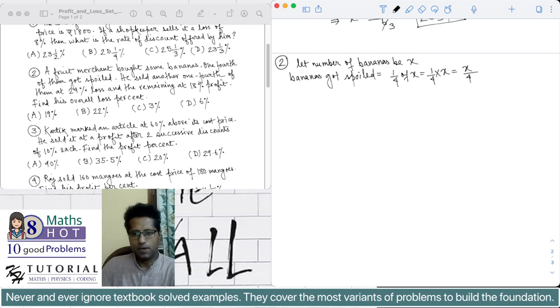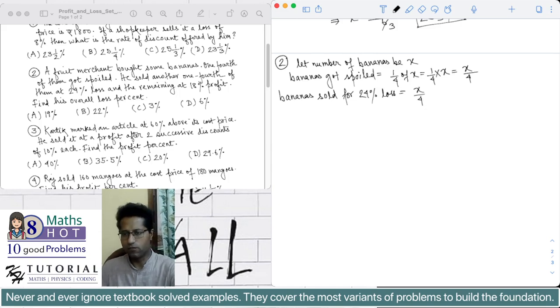So the number of bananas sold for 24% loss will be again 1/4 of them, that is X by 4. So X by 4 number of bananas got spoiled, and X by 4 number of bananas were sold for 24% loss. And the remaining were sold at 18% profit.